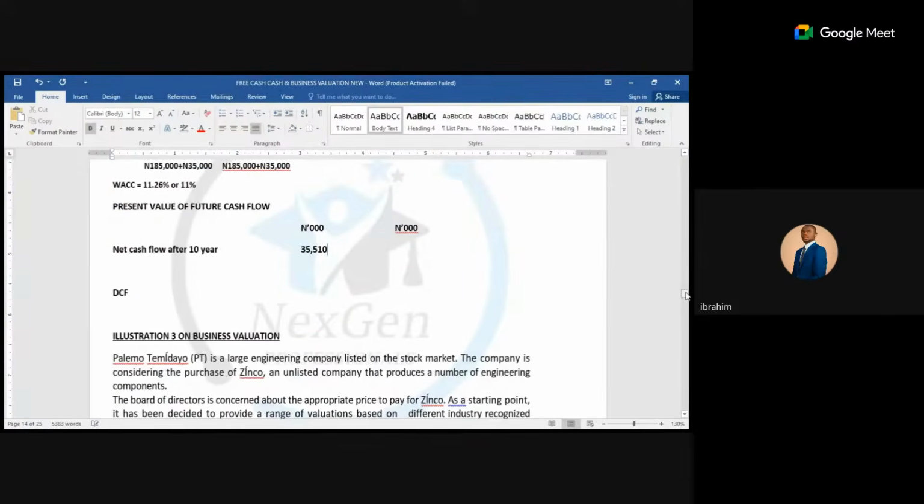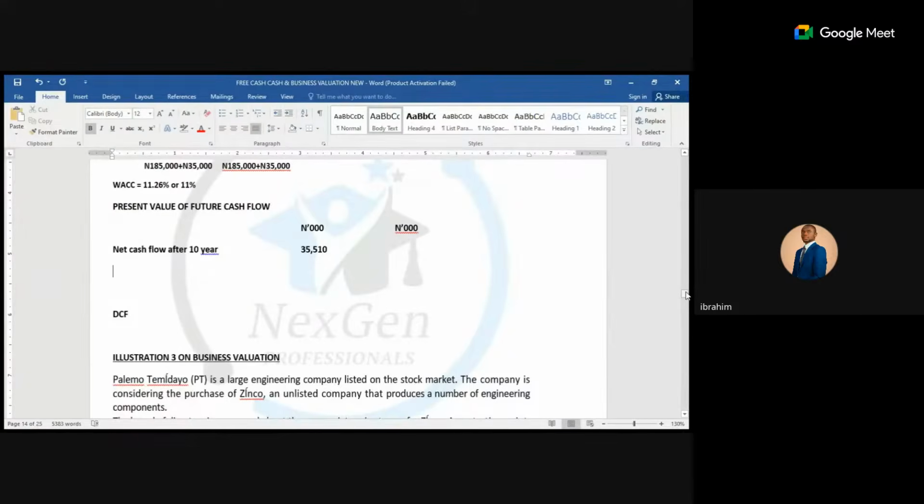So we have to do what? We have to discount. This is in money term, right? This is in money term. We have to discount this cash flow with 11% for 10 years. So what is the DCF for a 10-year annuity? If you use 11%, what do you have, class?